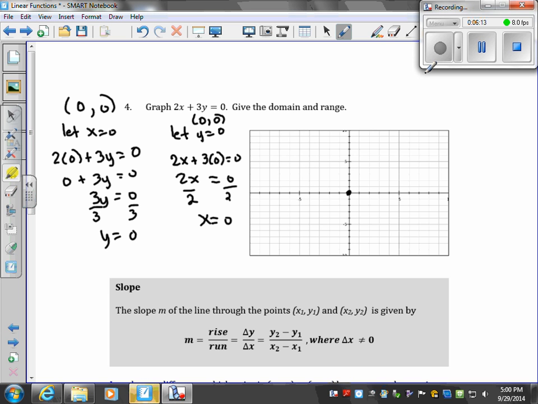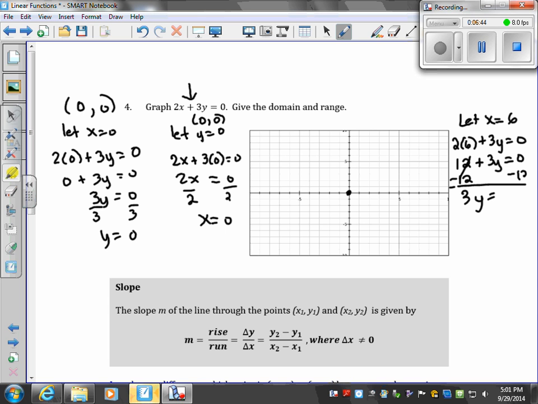We can choose anything we want. Let's just let x equal 6. So 2 times 6, and I'm getting this from this equation, 2 times 6 plus 3y equals 0. And then I'm just solving this thing algebraically. Solve for the missing variable. So I would get 3y equals negative 12. Divide both sides by 3, and y equals negative 4. So that was when x was 6, y was negative 4.